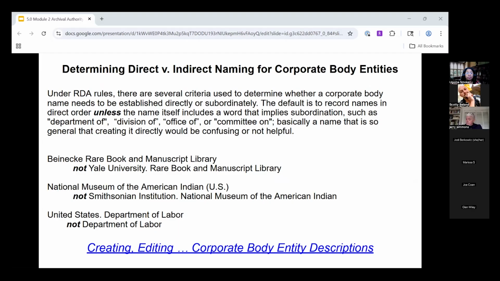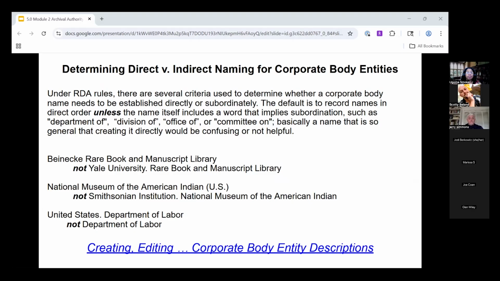Under RDA rules, there are several criteria that you use to determine whether the name needs to be created directly or subordinately. The default is to record names in direct order unless the name itself includes a word that implies subordination, such as department of, division of, office of, or committee on. Basically, a name that is so general that creating it directly would be confusing or not helpful.